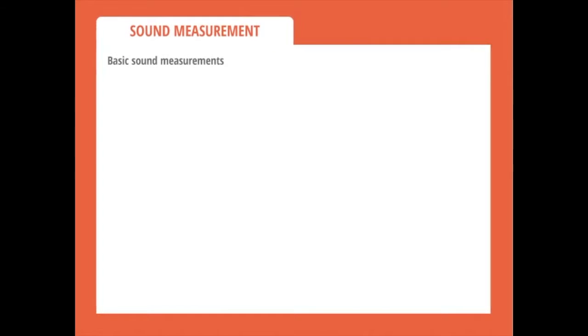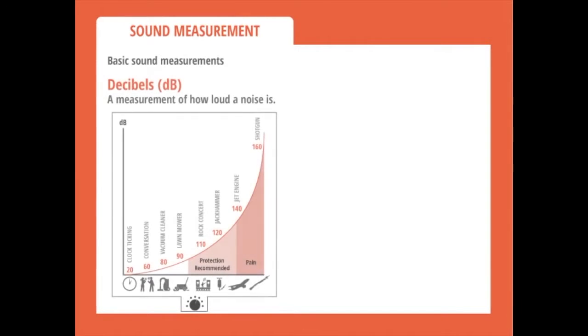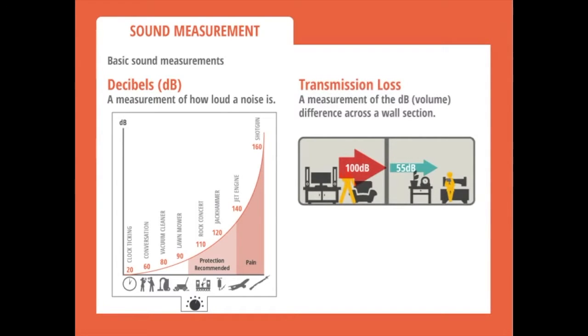It is helpful to have a general understanding of sound measurements, and metrics used to rate components for their sound-reducing qualities. Decibels, dB, a measurement of how loud a noise is. dB is similar to the volume knob on a receiver. dBA is an acoustic decibel modified using A weighting to adjust the frequency-dependent response of human hearing. Transmission loss, a measurement of the dB volume difference across a wall section. The performance of a wall will vary a great deal depending on the tone, frequency of the sound.